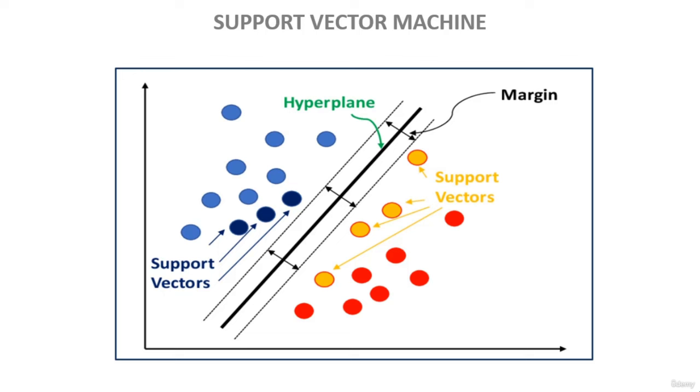Also, one very important thing to remember in SVM is the role of kernel here. Kernels are the functions that are used to project the data from input space to feature space. The most commonly used kernels are linear kernel, Gaussian kernel and polynomial kernel.